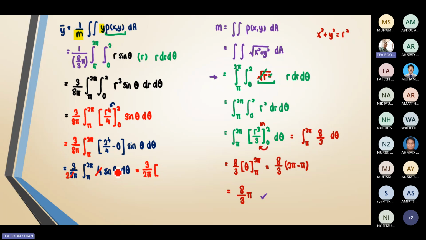So don't forget, sin theta is integrated into negative cos theta, and this is substituted using upper limit 2 pi and lower limit pi. So please, any computation involving the trigonometric functions, compute carefully. Negative cos of 2 pi minus, in the bracket, negative cos pi.